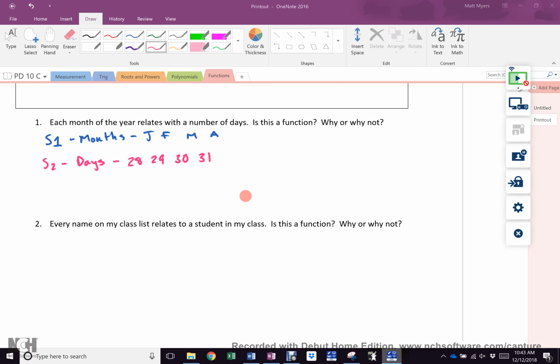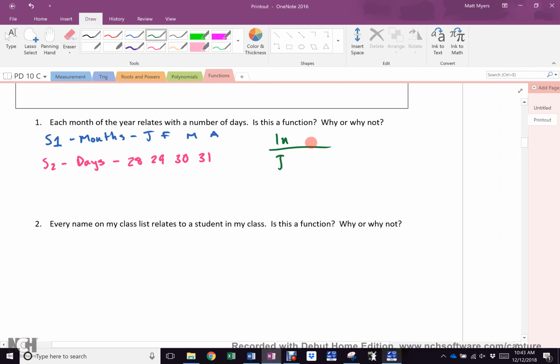All right? Now, January is my input. What's my output? Input, January, output, 30. Is that a function? Yes, because I input January, I got out 30. Unique. I input February. What do I get? 28. Or 29. Is it a function? Oh, sorry, 31 for January. Thank you. 31. 30 days has September, April, June, and November.